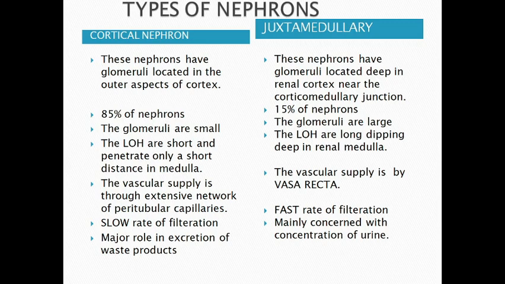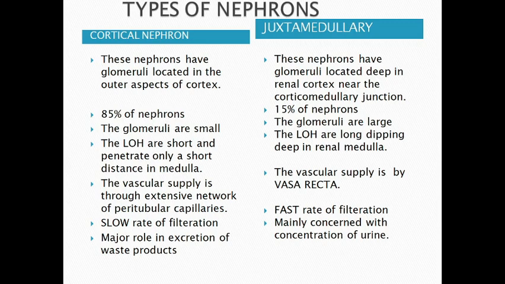So in the juxtamedullary nephrons, the glomerulus is present very close to the medulla. It is not present superficially in the cortex, it is present deep in the cortex just near the corticomedullary junction. 85% of the nephrons are cortical in nature. However, 15% of the nephrons are juxtamedullary in nature. So we have a large population of cortical nephrons and only a limited population of juxtamedullary nephrons. Maximum amount is of cortical nephrons.